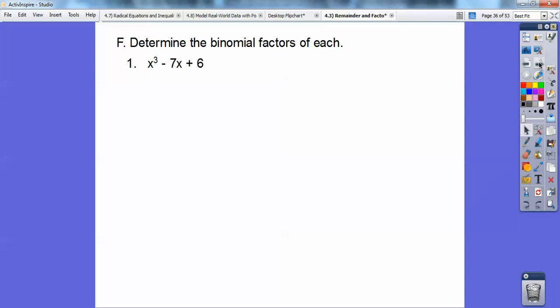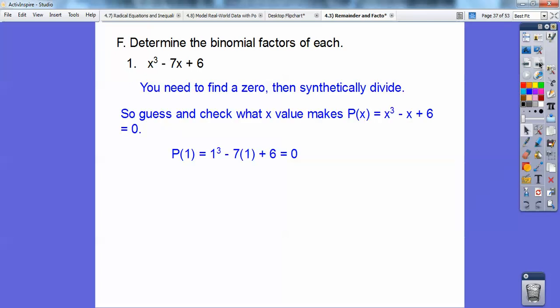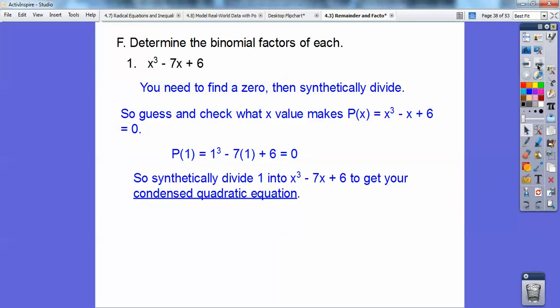So what I'm going to do is just plug in some random numbers. Hopefully 1 will work. Let's see. You need to find a 0, because a 0, when I synthetically divide, will get me a condensed equation of an x squared. It's always 1 degree less than that. And what a nice coincidence. When I plugged in 1, it gave me 0 right there. So 1 is a factor. So let's go ahead and do synthetic division and synthetically divide into that to get your condensed equation.